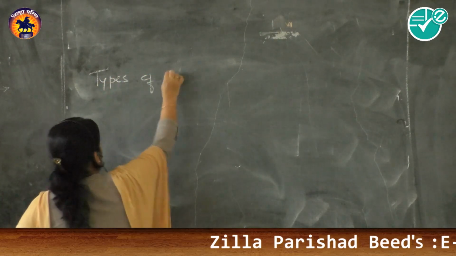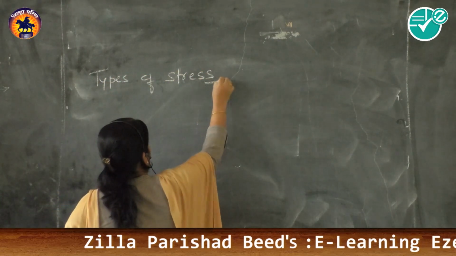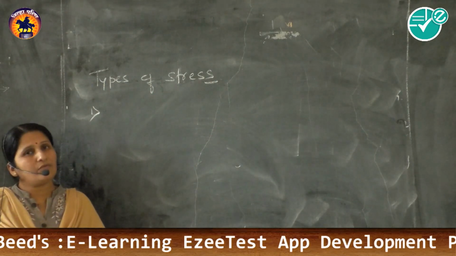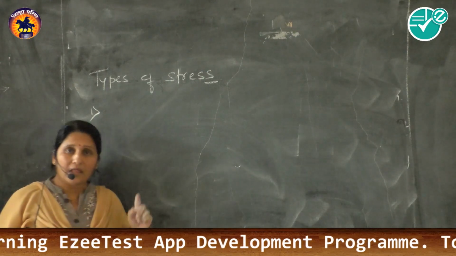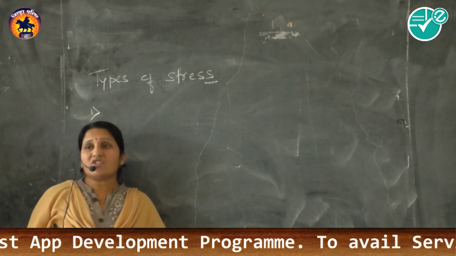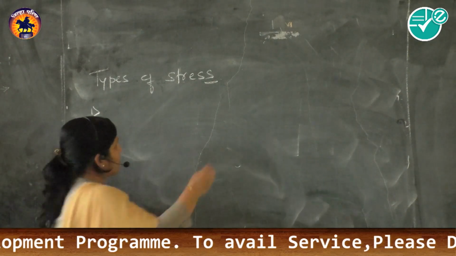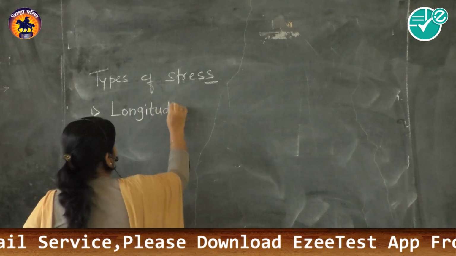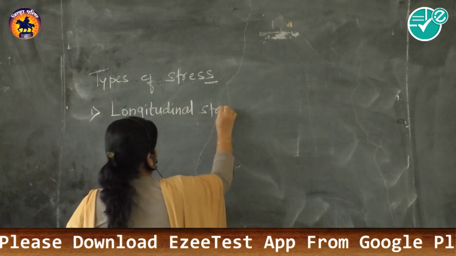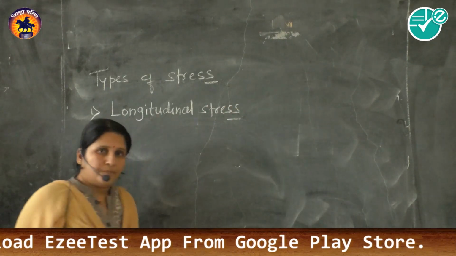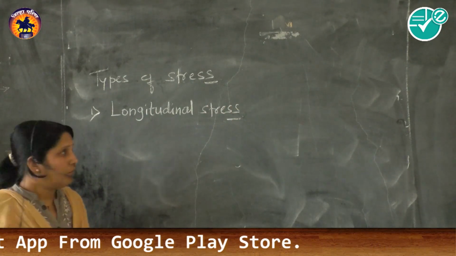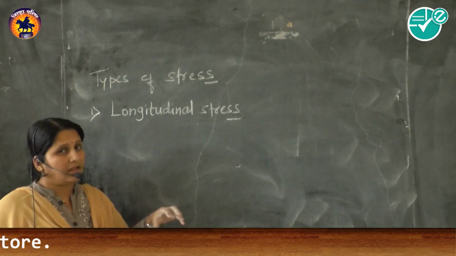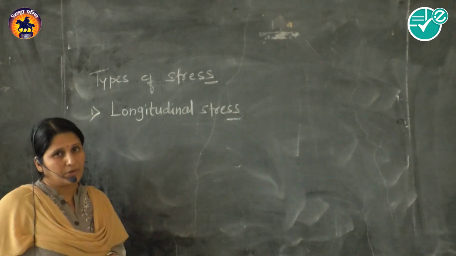Types of stress. So, when deforming force produces change in length of the material body, then the stress is called longitudinal stress. So, first type of stress is longitudinal stress.